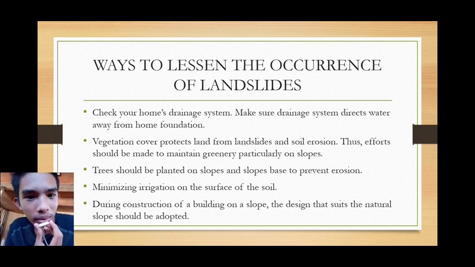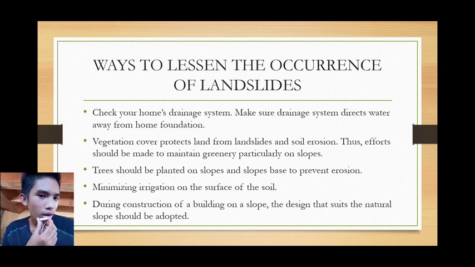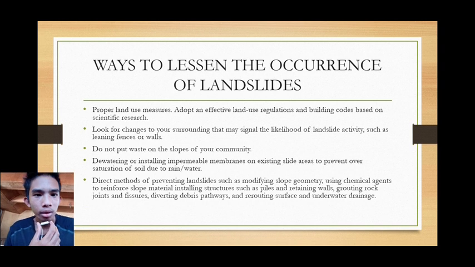So kini siya kinahanglan ta mag-plant trees para di magka-landslide. Next is minimizing irrigation on the surface of the soil. During construction of a building on a slope, the design that suits the natural slope should be adopted. Proper land use measures adopt an effective land use regulations and building codes based on scientific research. Next, look for changes to your surrounding that may signal the likelihood of landslide activity such as leaning fences or walls. Do not put waste on the slopes of your community.